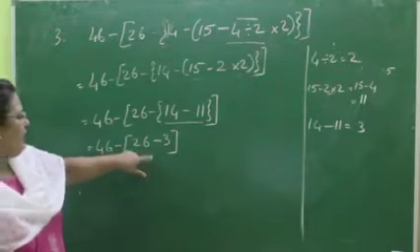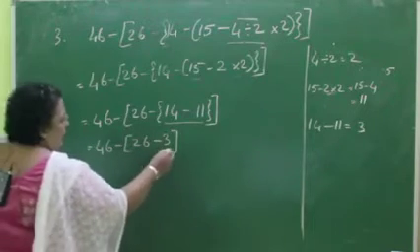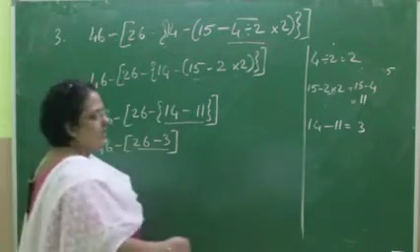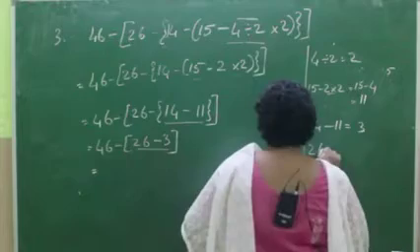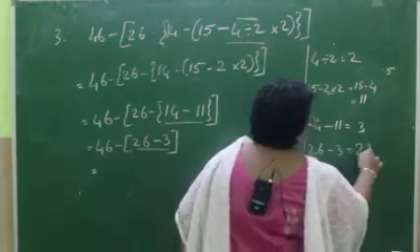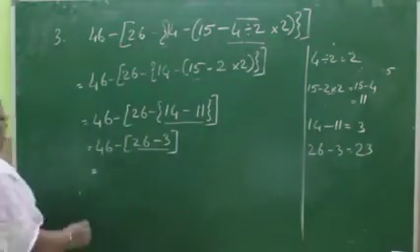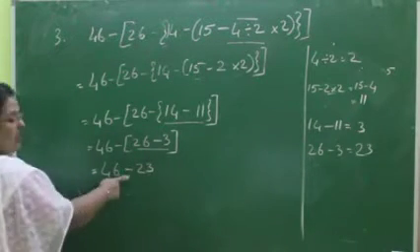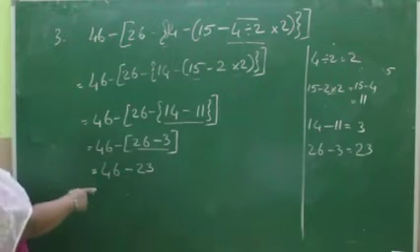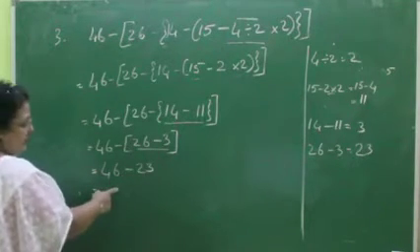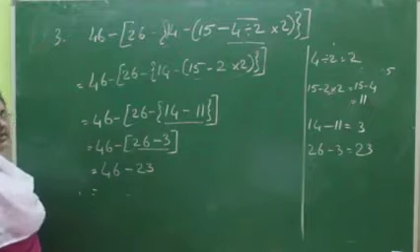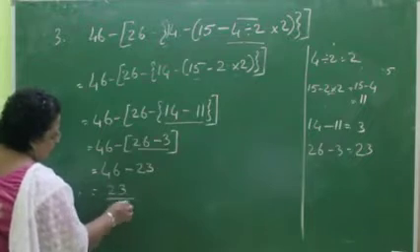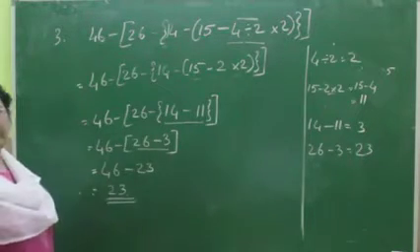And now you are having this square bracket. Now you have to do this one. What is 26 minus 3? That is 23. 26 minus 3 is 23. So 46 minus 23. Now only one operation is there, that is the minus sign. So you have to subtract it. When 46 is subtracted by 23, what will you get? You will get the answer as 23. I hope you got it.